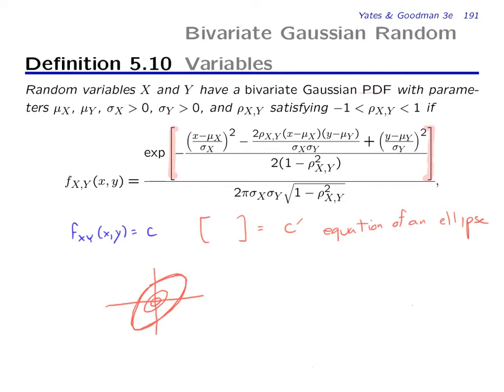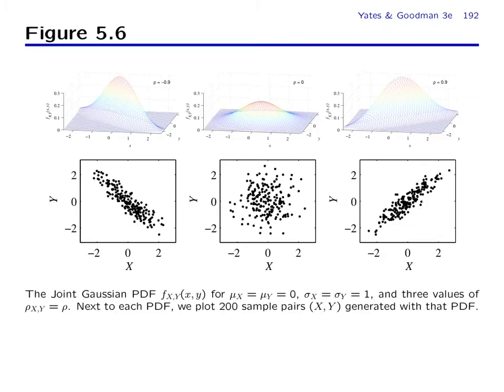So my drawing is kind of terrible, and it's better maybe just to look at this via a MATLAB plot. So here we have 3 versions of this Gaussian PDF. In all 3 cases, we have mu x equal to mu y equal to 0, standard deviation sigma x equals sigma y equals 1, and we have the same 3 values of rho that we've looked at before. Specifically, rho is minus 0.9, rho is 0, and rho equals 0.9.